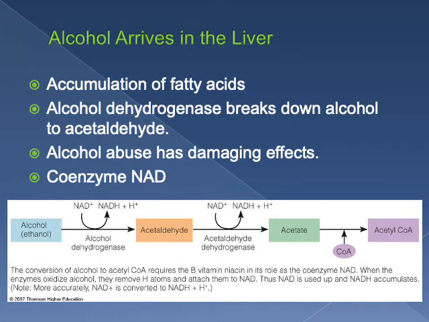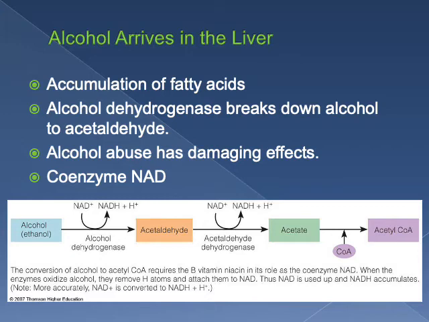Alcohol is broken down in the liver to acetaldehyde by alcohol dehydrogenase. That's the same enzyme that's also in the stomach. And then acetaldehyde can be broken down further to acetate and then further to acetyl-CoA. And as you remember, acetyl-CoA can enter the tricarboxylic acid cycle, or TCA cycle, and produce ATP and energy.